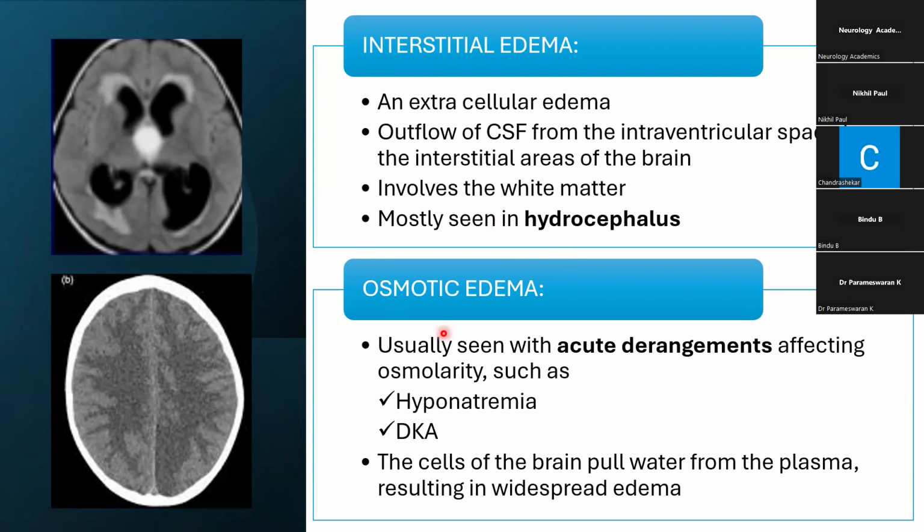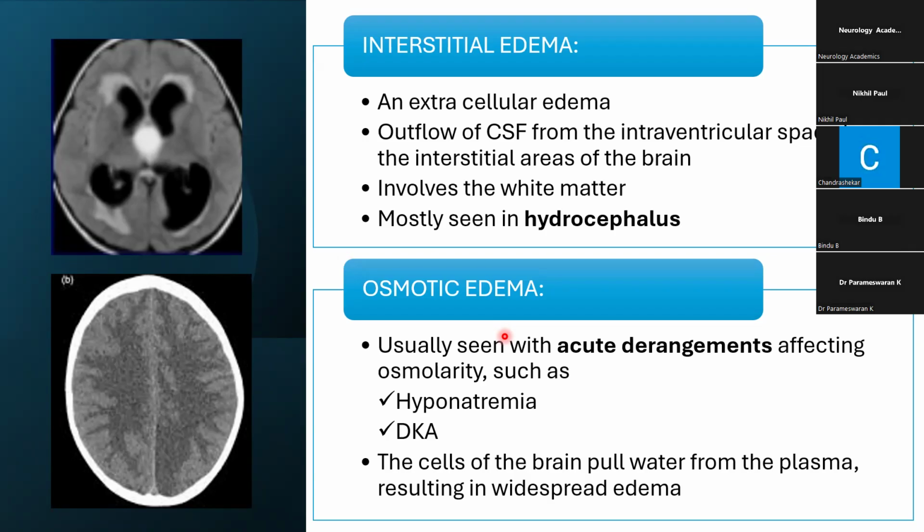And finally, we have osmotic edema. Again, this is similar to our cytotoxic edema. It is seen in acute derangements of osmolarity, such as hyponatremia or DKA, where the cell pulls water from the surrounding areas and the cell swells up. It's also seen in the dialysis setting. So these are the common types of edema.